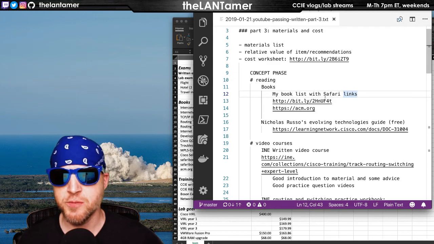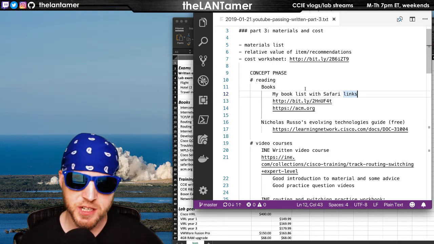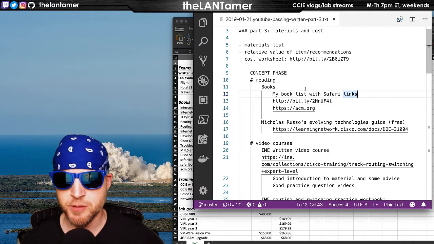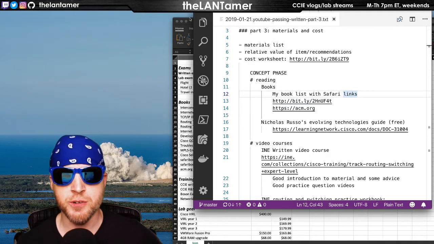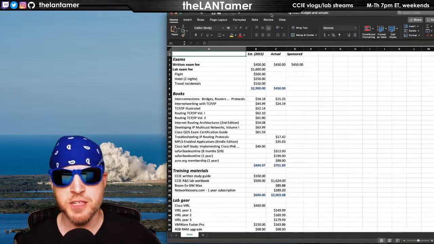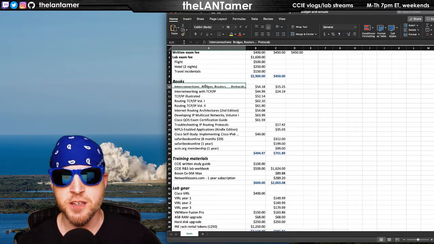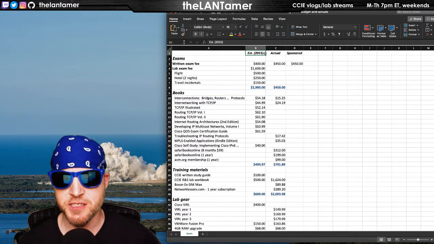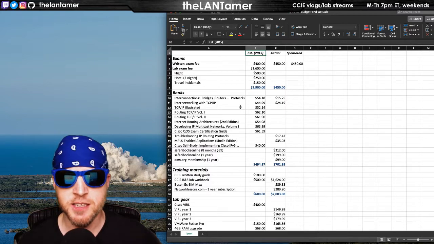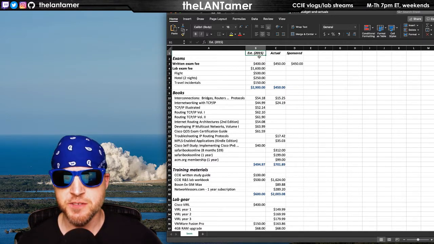So I'm going to go over it by books, because this, of course, is the concept phase. This is where you're maybe learning new technologies, or trying to get a deeper understanding of protocols. The way this worksheet is laid out is what I use to budget. This first column is a cost estimate as of 2015 when I first did this budget, and this is the actual, which is most of the data here. There is one thing that was sponsored, which is a written exam. I'll get into that.